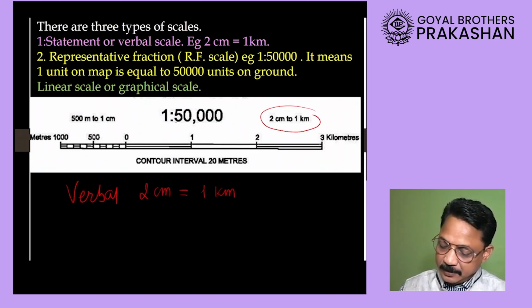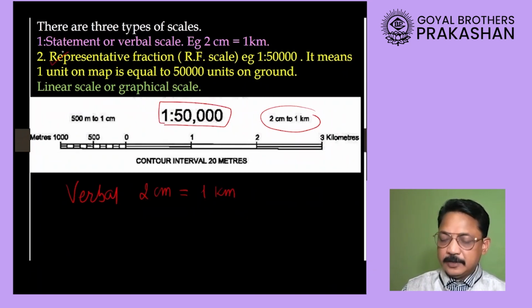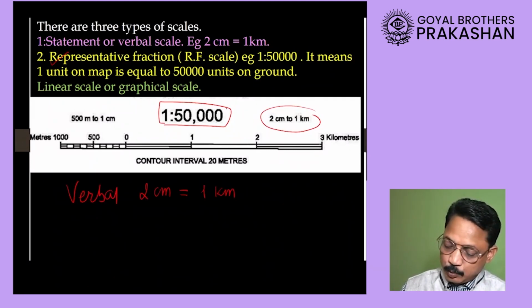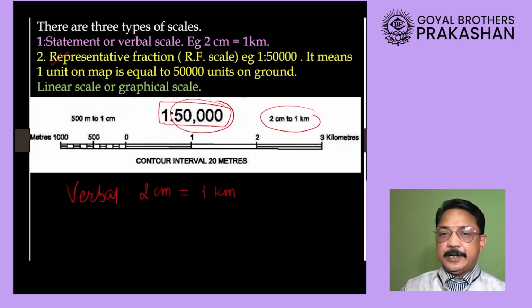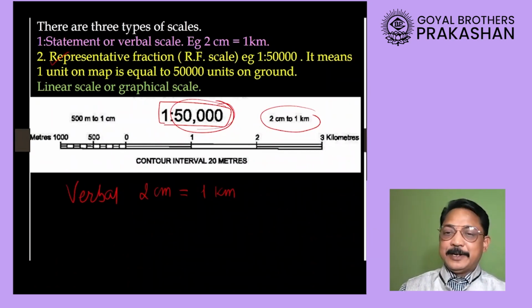Then we find here 1:50,000 is written. We call it by the name representative fraction, which means that 1 unit on the topography map is equal to 50,000 units on ground. Or we can simply say that 1 centimeter on the topography map will be equal to 50,000 centimeters on ground.